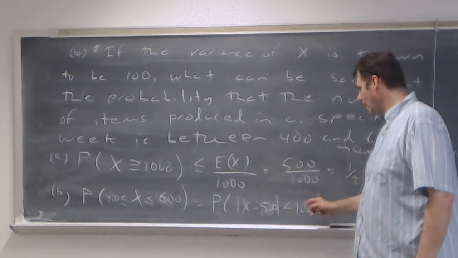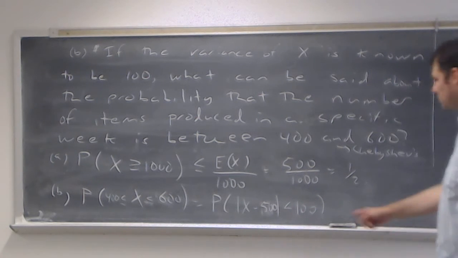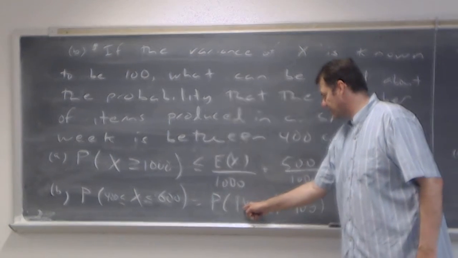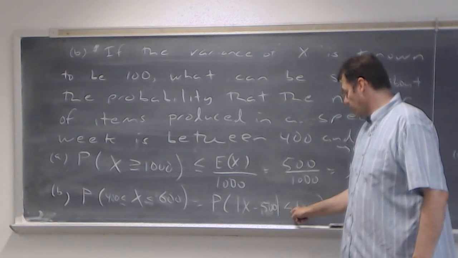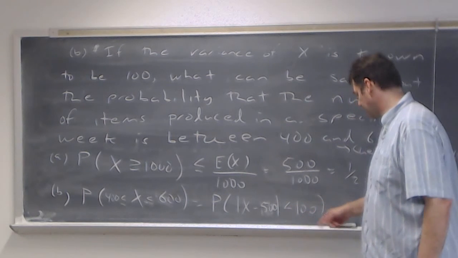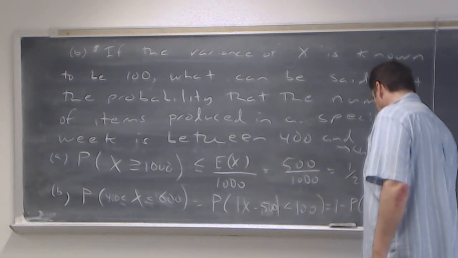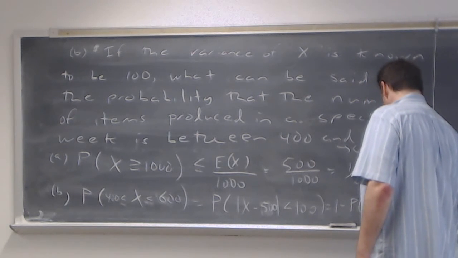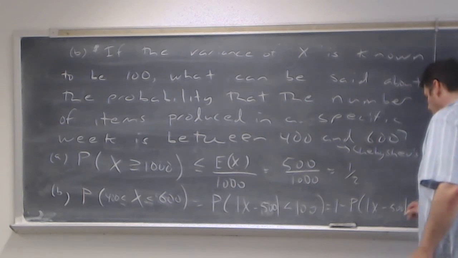Well, that doesn't quite fit Chebyshev's inequality. Chebyshev's inequality has the probability of the absolute value of X minus the mean, here 500, being greater than or equal to 100. So I'll rewrite this as 1 minus the probability that the absolute value of X minus 500 is greater than or equal to 100. So that's what we're looking for.